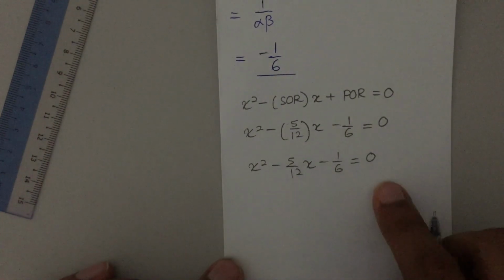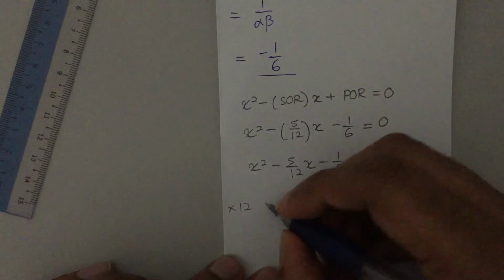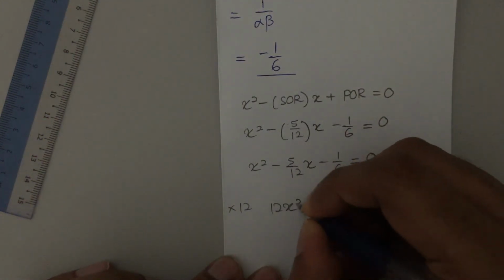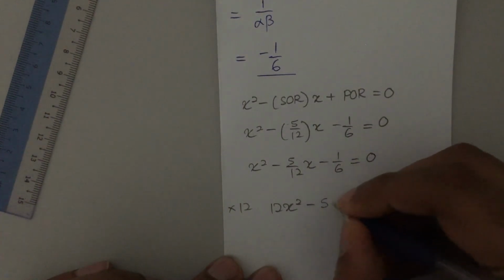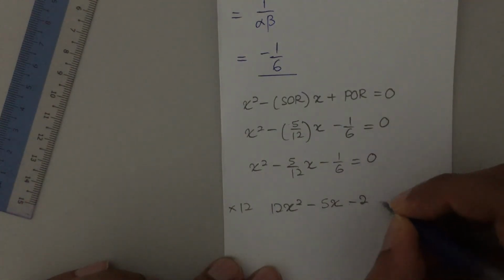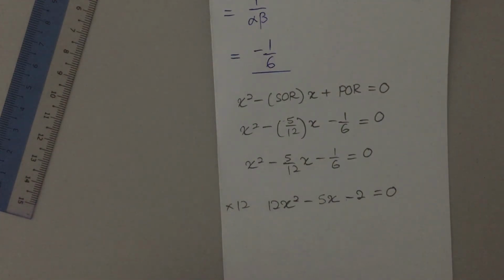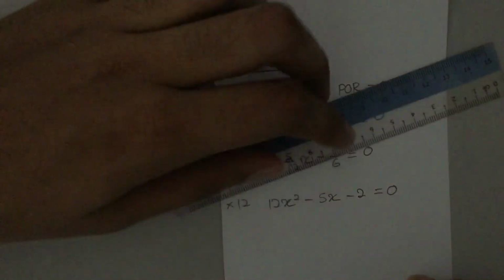So let us times the whole equation by 12. From here it will get 12x squared minus 5x minus 2 is equal to 0. So this is your final answer. Let me underline the solution.